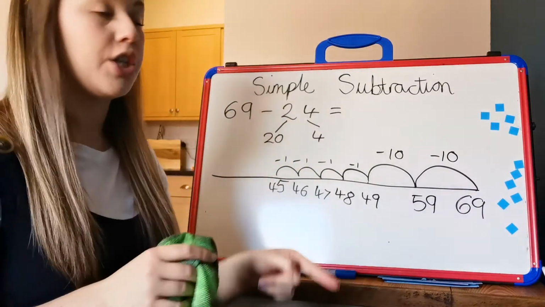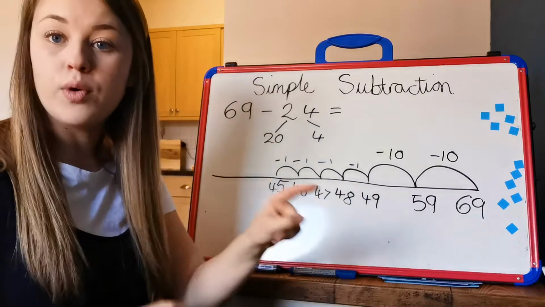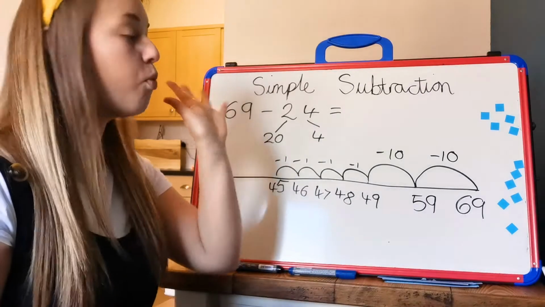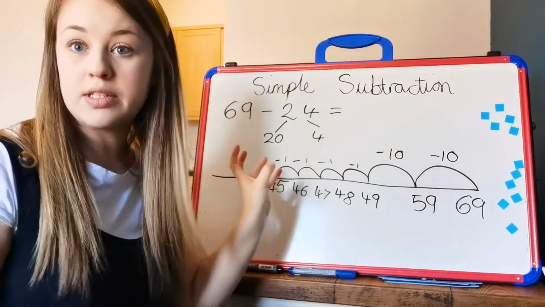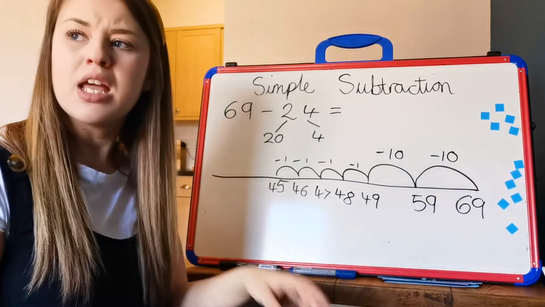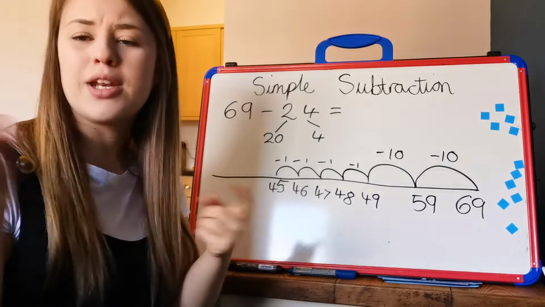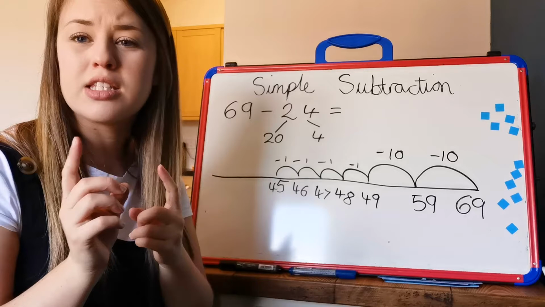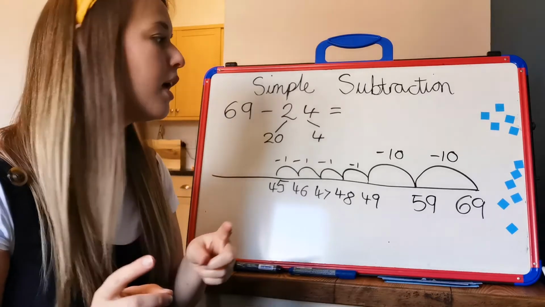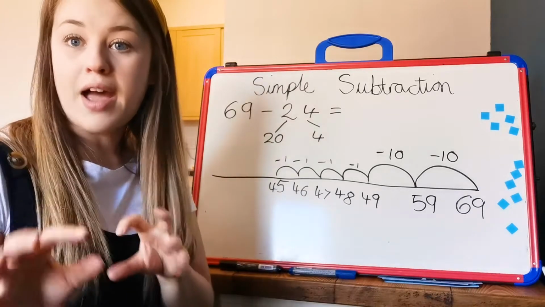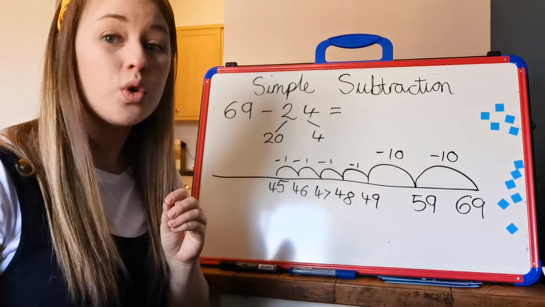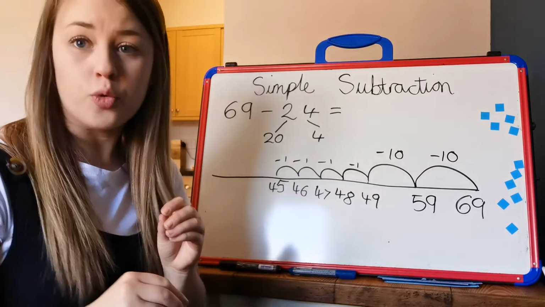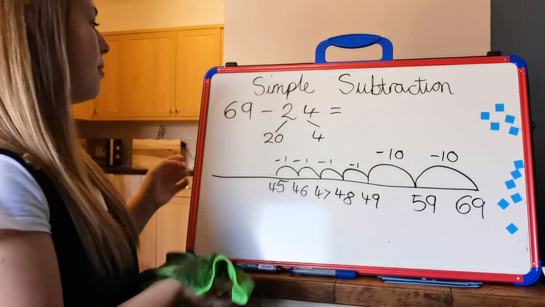With addition, it doesn't matter which number you start with, but what they really need to get in their heads for subtraction is that you always have to take away from the bigger number. Sometimes that's not the case when it comes to older years, and then they tend to go into negative numbers or decimals. However, that is not what is taught up until, I would say, year 4. So they always take away from the bigger number.